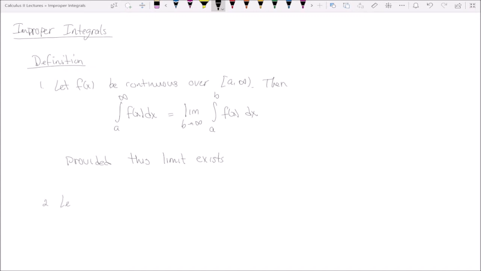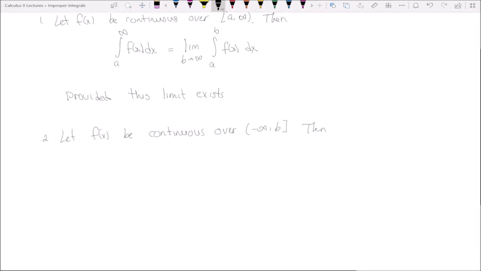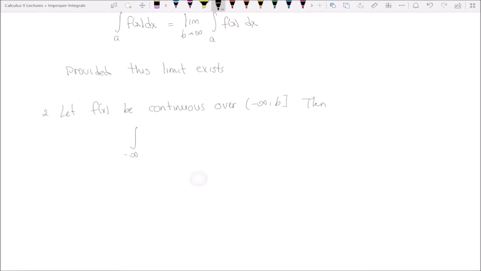We can also have f of x be a continuous function over the interval negative infinity to b. Then the integral from minus infinity to b of f of x dx is equal to the limit as a approaches negative infinity of the integral a to b of f of x dx. Again, provided the limit exists.